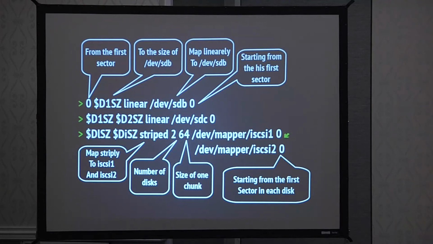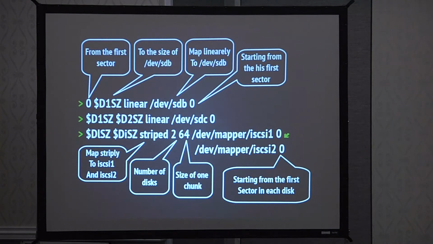And it's just like we have SDB and SDC. And the second line is a striped mapping. So we have DISZ, the size of the two first mappings. We start at this sector, and we map DISZ. It's a sum of the size of the two iSCSI disks. So we have a striped target. So we specify the number of disks is 2, and the size of a chunk is 64 sectors.